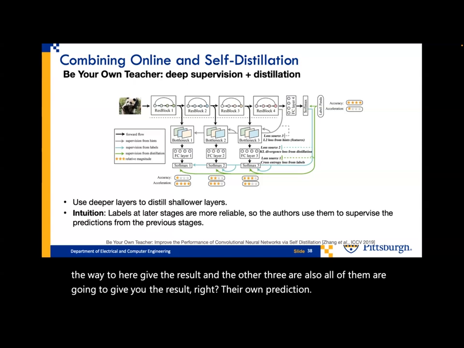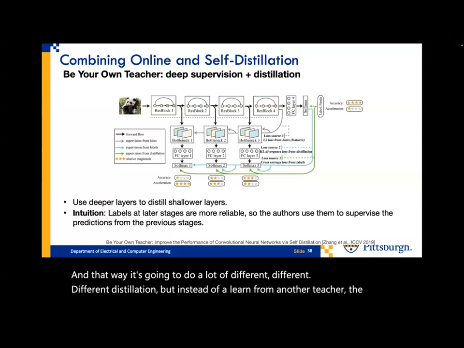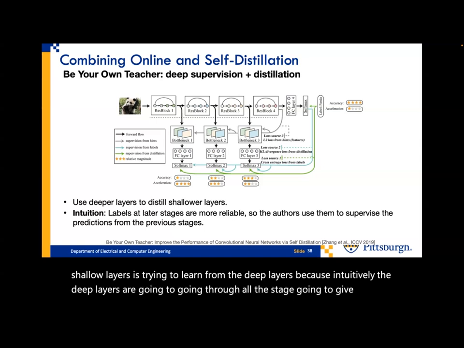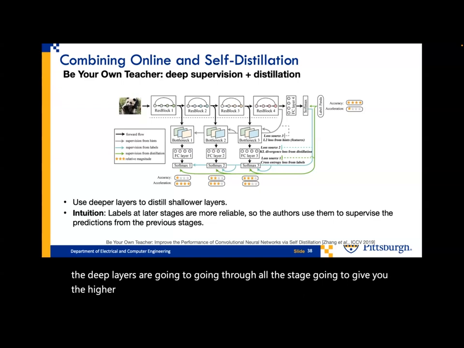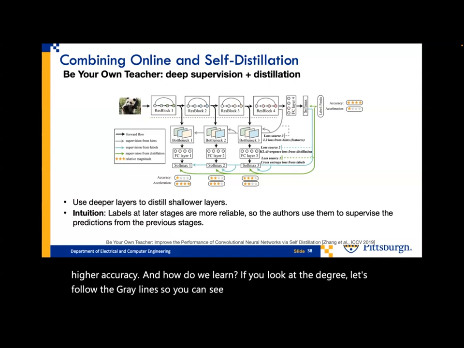And then it's going to do a lot of different distillation. But instead of learning from another teacher, the shallow layers are trying to learn from the deep layers, because intuitively, the deep layers go through all the stages and are going to give you higher accuracy. And how do we learn? Let's follow the gray lines.